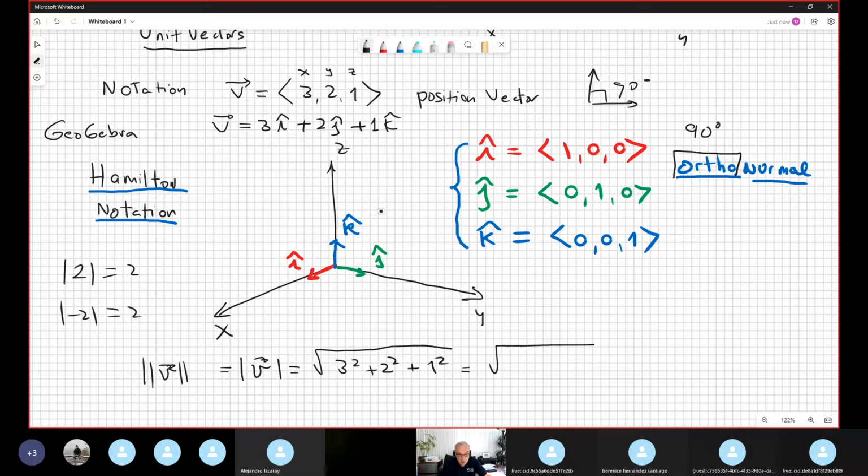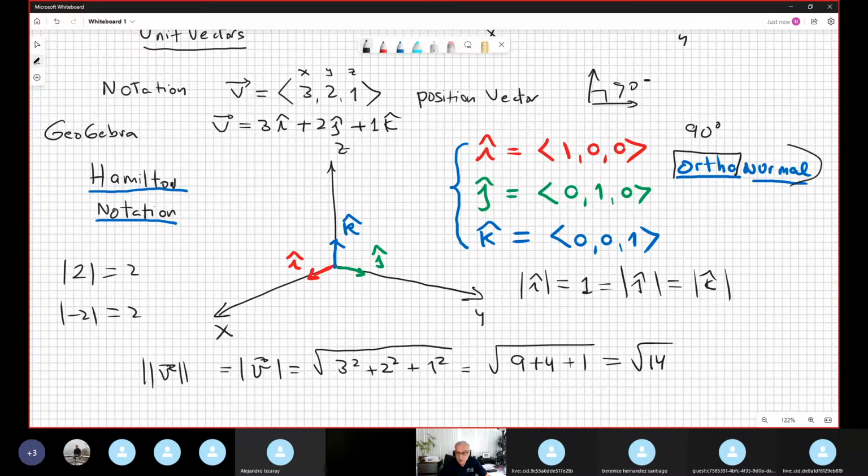This is square root of 9 plus 4 plus 1, square root of 14, and you can put it in decimal. Either way, this is not important. In this case, the magnitude of this vector is obvious. The magnitude of i is 1, the magnitude of j is 1, and the magnitude of k is 1.